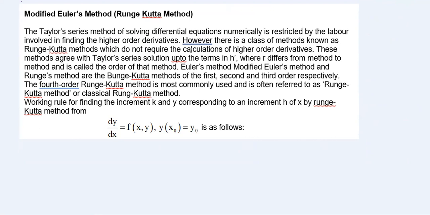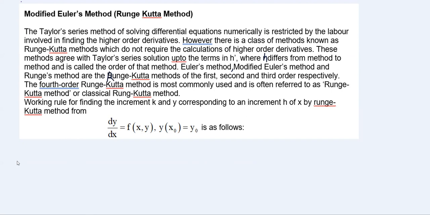So now, these methods agree with Taylor series solutions up to the terms in h, where the order differs from method to method. Euler's method, modified Euler's method, and Runge's method are Runge-Kutta methods of first, second, and third order respectively. We'll see what this Runge-Kutta method is. The fourth order Runge-Kutta method is most commonly used, known as the Runge-Kutta method or classical Runge-Kutta method.